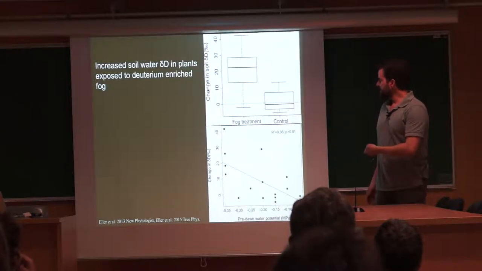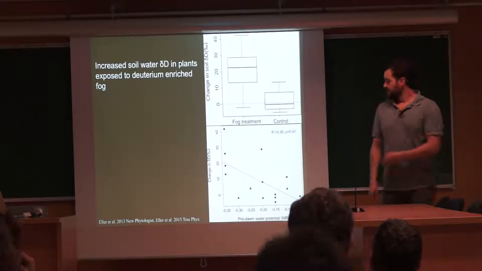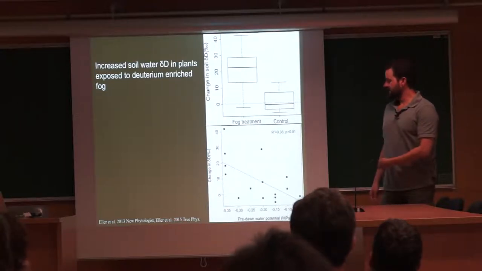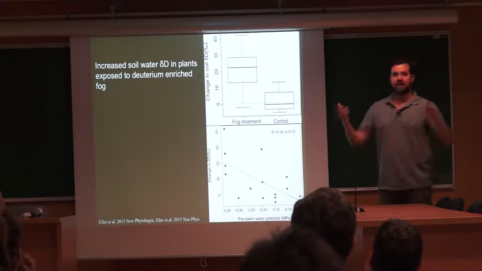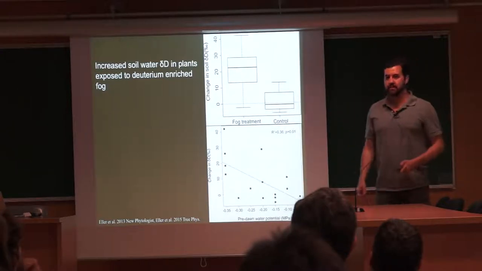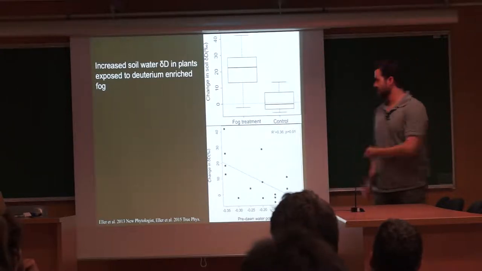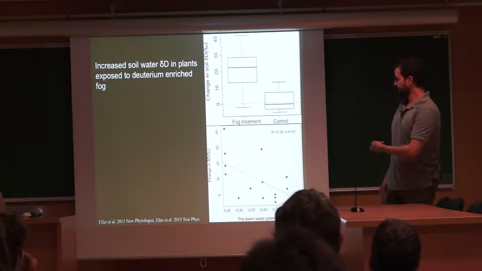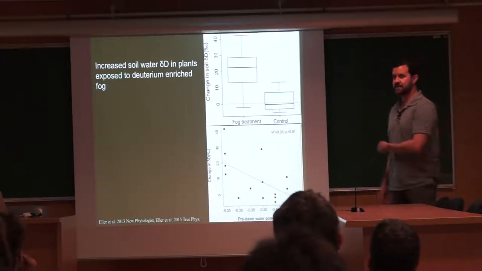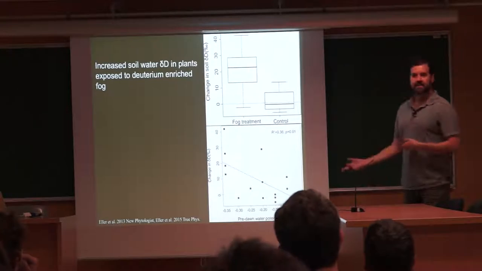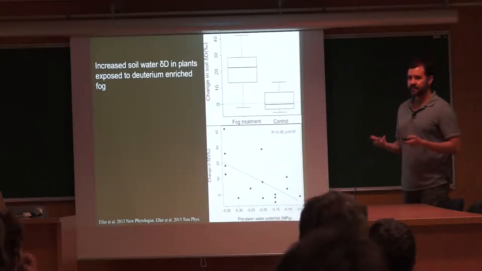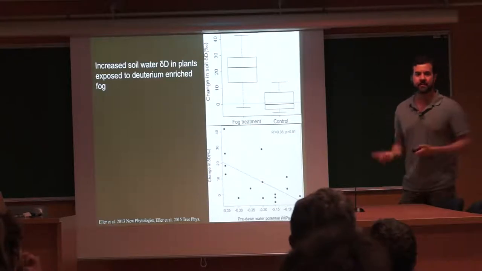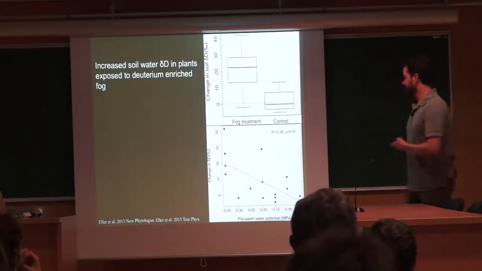And this is the change in the isotopic composition of water in the soil. So you can see that the plants that had drier soil were the plants that transported more water to the soil through foliar water uptake. It's not very strong, but there is a trend here, okay? So it just shows that this inverse in the water potential gradient is the driving force for water movement to the soil.